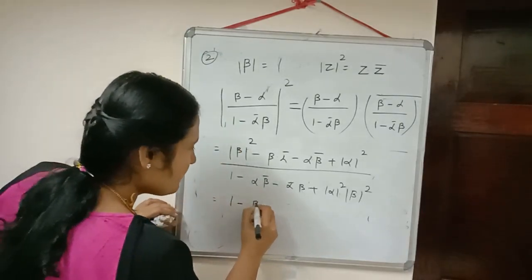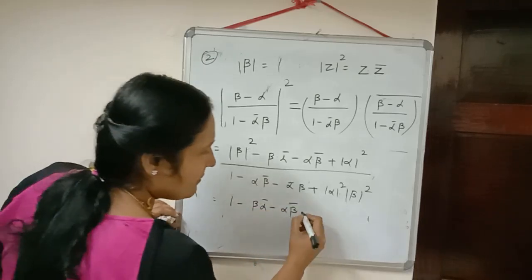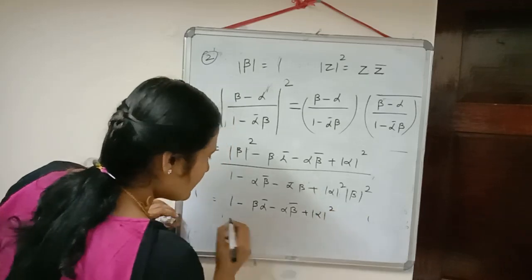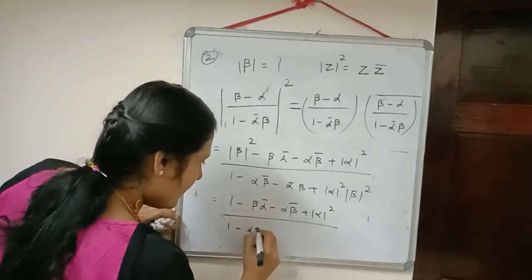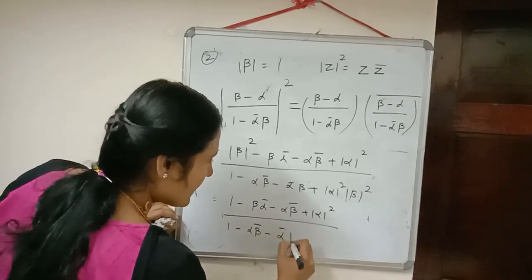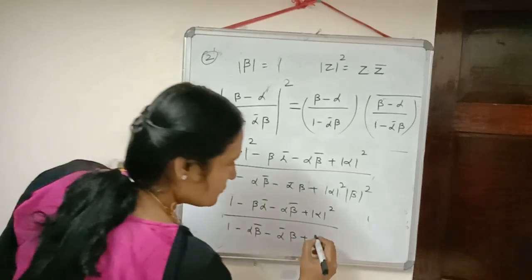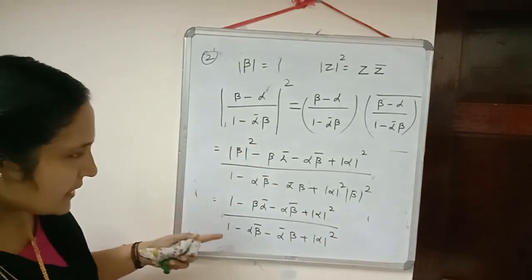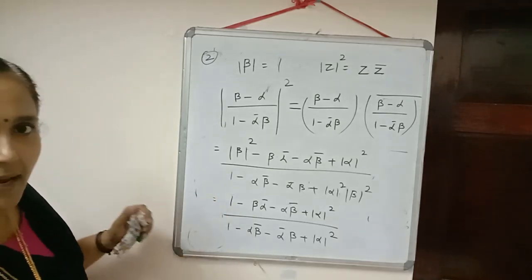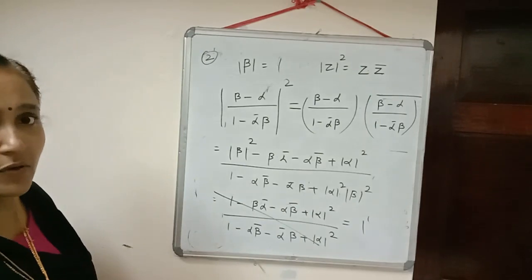1 minus beta into alpha bar minus alpha into beta bar plus mod alpha square. Denominator: 1 minus alpha into beta bar minus alpha bar into beta. Again mod beta square is 1, so remaining is mod alpha square. So just to check, numerator and denominator both are same, so both will get cancelled and we will get the answer is equal to 1.